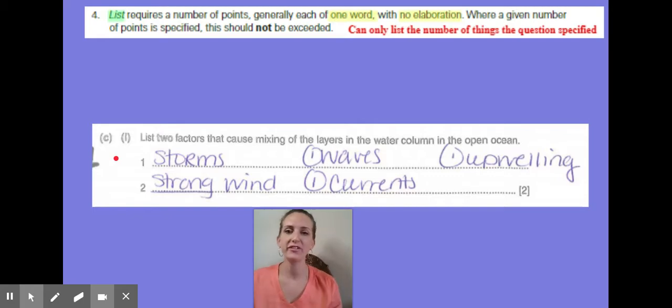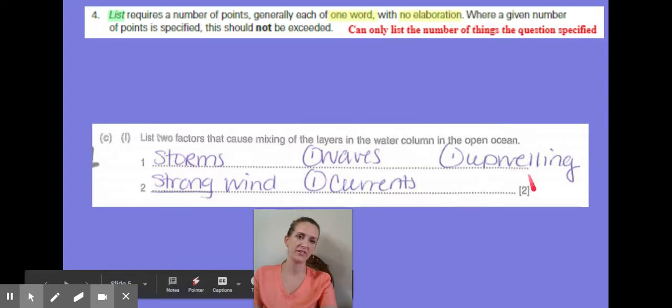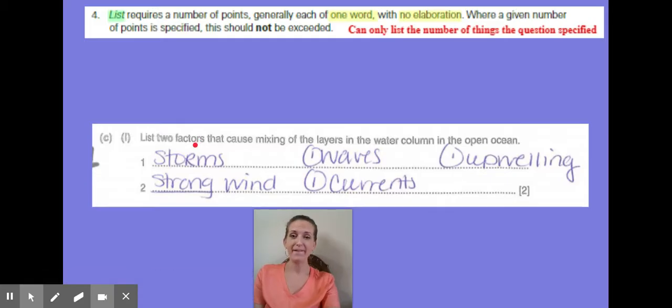List 2 factors that can cause mixing of layers in the water column in the open ocean. Again, if I wasn't sure, I go over here and it's worth 2. 2 is bolded. Storms can mix, waves can mix, upwelling can mix, strong wind. And I underlined strong because that had to be there. It's not just wind. And then currents. But again, they're grading the first 2. So despite me putting 1 here and 1 on the number 2 line, I actually did 1, it was storms, and the other one was waves. Even if the one on your number 2 line is correct and the other one you put on the number 1 line is incorrect, they're grading the first 2. Just like we do in any kind of Germanic language, we read from left to right. And so that's how they're going to be grading you.